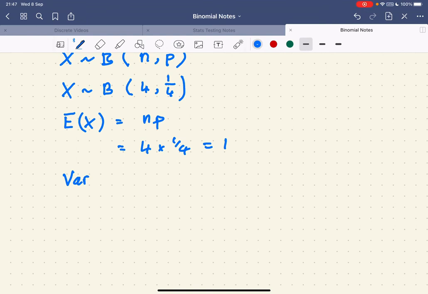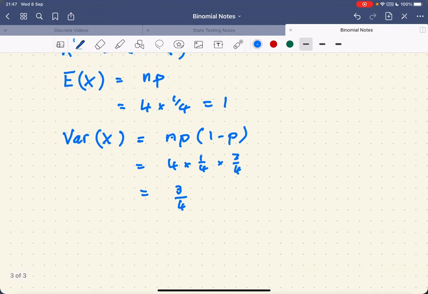So the variance of X is NP, and then we do 1 minus P. So that will be 4 times a quarter. We've already done that. We know that's 1. And 1 take away P is 3/4. So the variance just comes out as being 3/4.